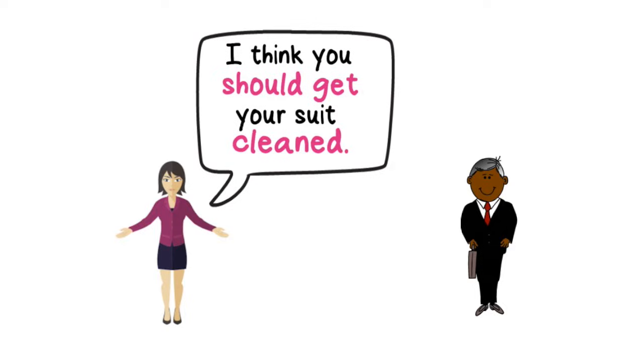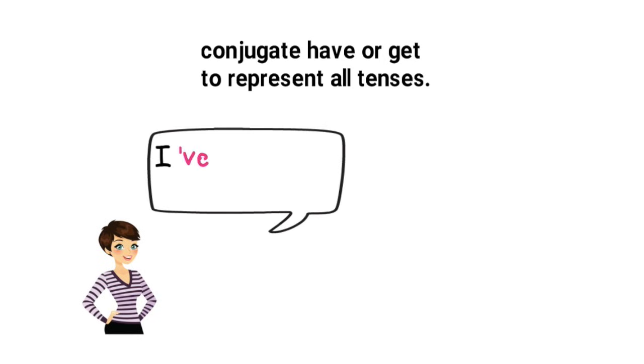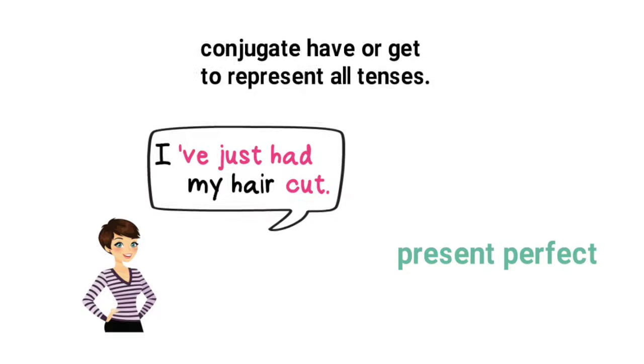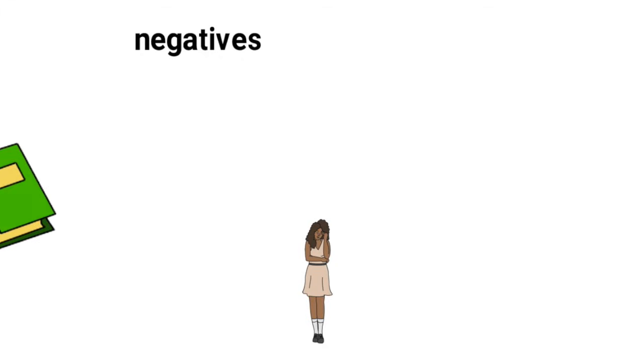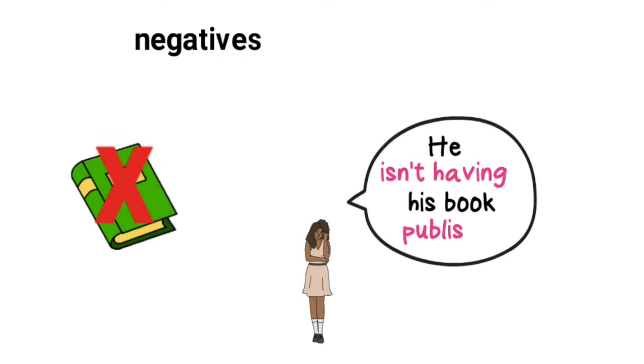Have and get can be conjugated to represent all tenses. So, I've just had my hair cut is the present perfect. I will get my phone repaired, the future simple. You can also use it in negatives, so he isn't having his book published, and questions too.